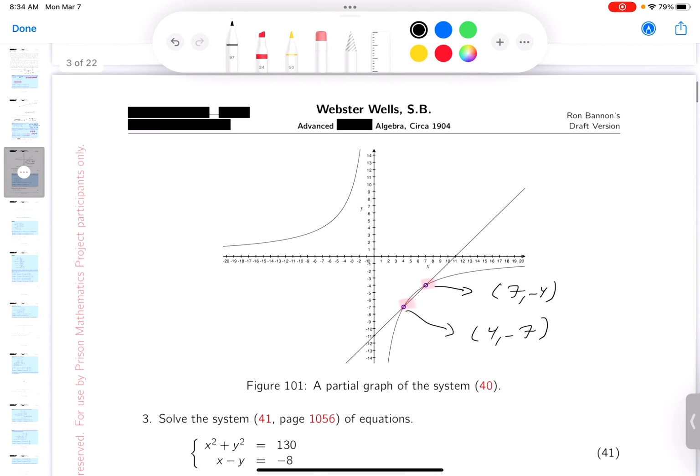All right? What are you seeing over there? You're seeing a line intersecting that curve twice. That curve, by the way, is a curve of a hyperbola.